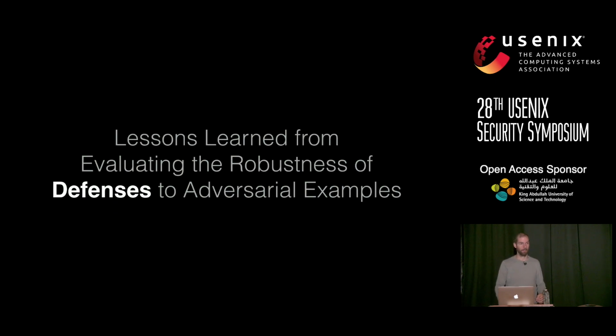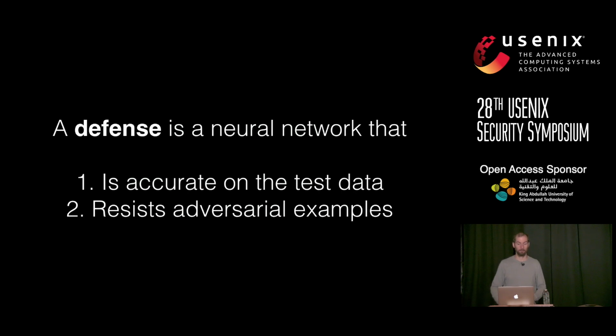OK. So then what do we do with defenses to adversarial examples? A defense is a neural network with two properties. The first property is that it's accurate on some test set of data. We want the classifier to be good on normal settings still. But we also want the classifier to be robust to an adversary who's trying to evade it.